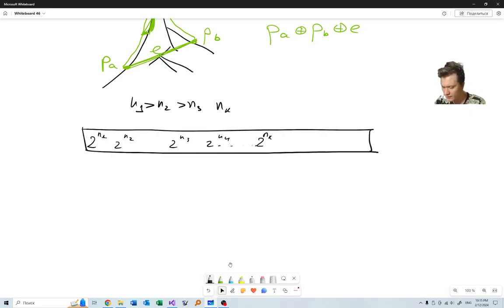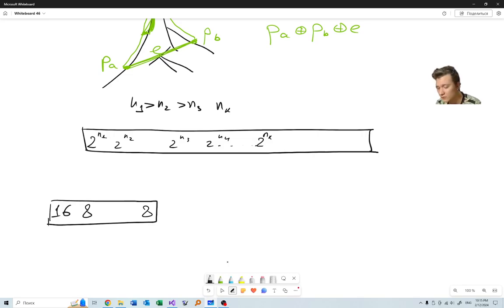Okay, actually, what I wanted to say is not true. For example, as far as I understand, it's possible that we see the following picture: 16, 8, and then 8 somewhere here. So this is possible. I think it is possible. So let's make some experiment.